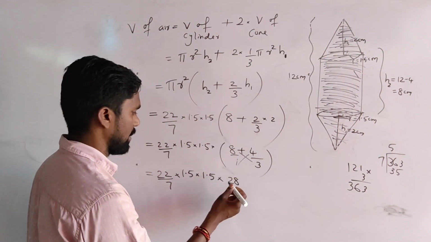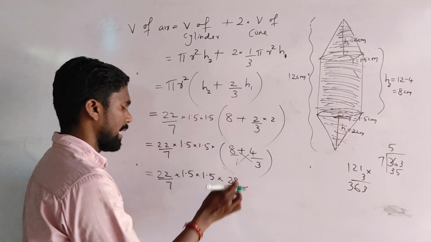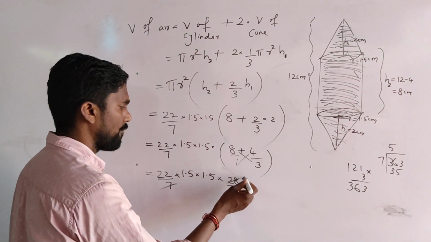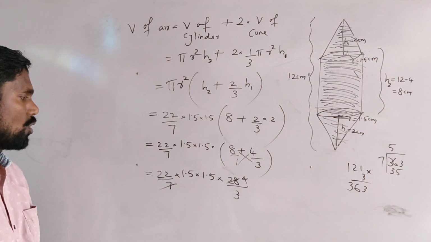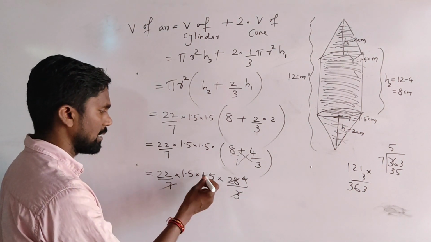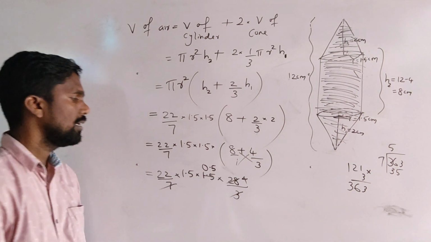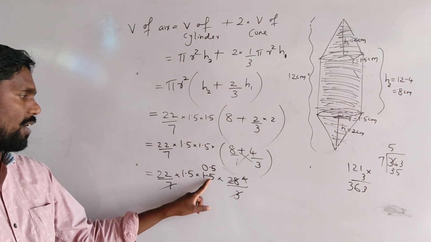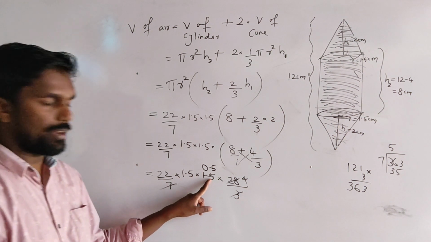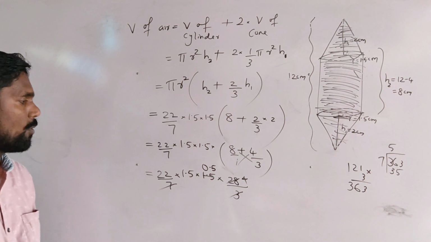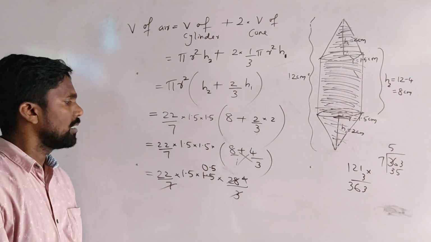28 by 3. This you can cancel. It will come 4. So this you can cancel. That is 0.5. 3 and 1.5 you can cancel. That is 0.5. So this is 7 and 28 you can cancel. That is 4. So it is very simple.